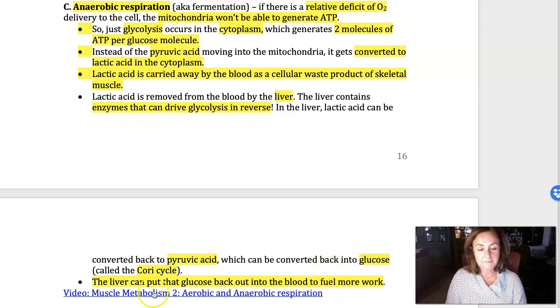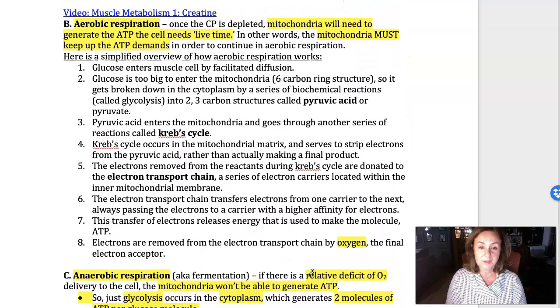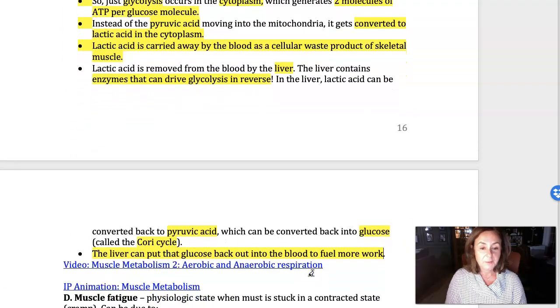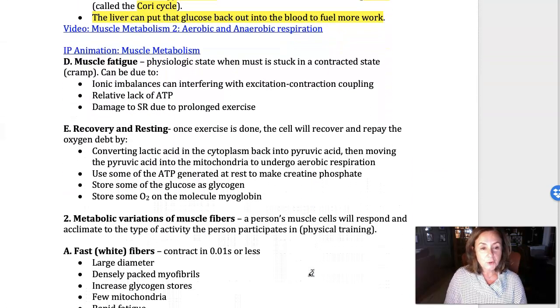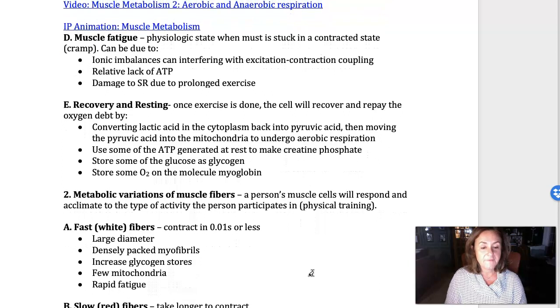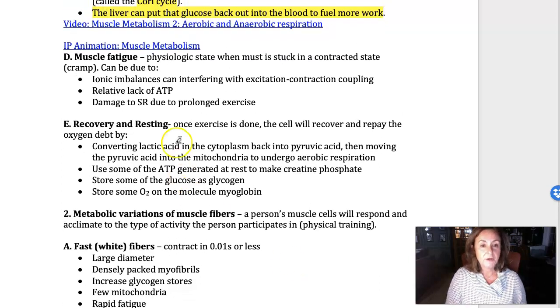So I did make a video about aerobic and anaerobic respiration. Please watch that because that's where I'm going to go over really the details of what I'm talking about in this section of the notes. Which brings us to the end of the notes. So a few final things.